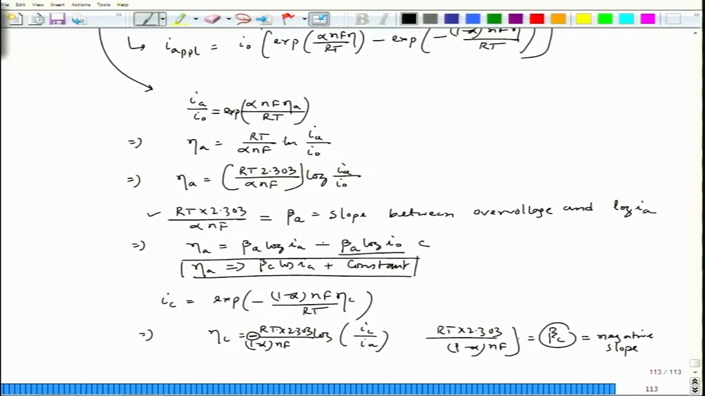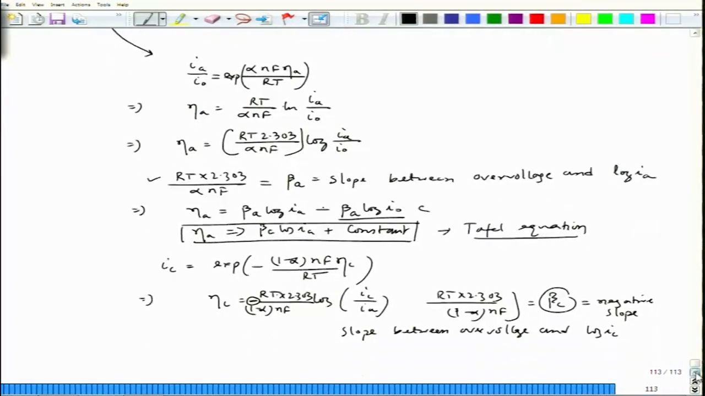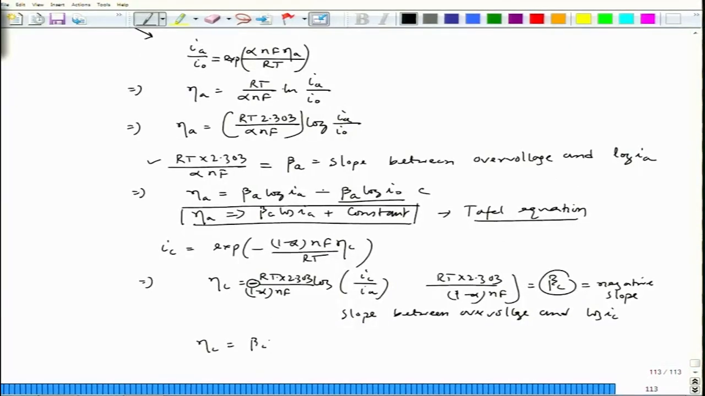So this is also an overvoltage slope between overvoltage and log I c. This is called the Tafel equation. We can write it as eta c equal to beta c log I c plus constant. This is also a Tafel equation. So we would continue our discussion from this Tafel equation. Let's stop here. Thank you.